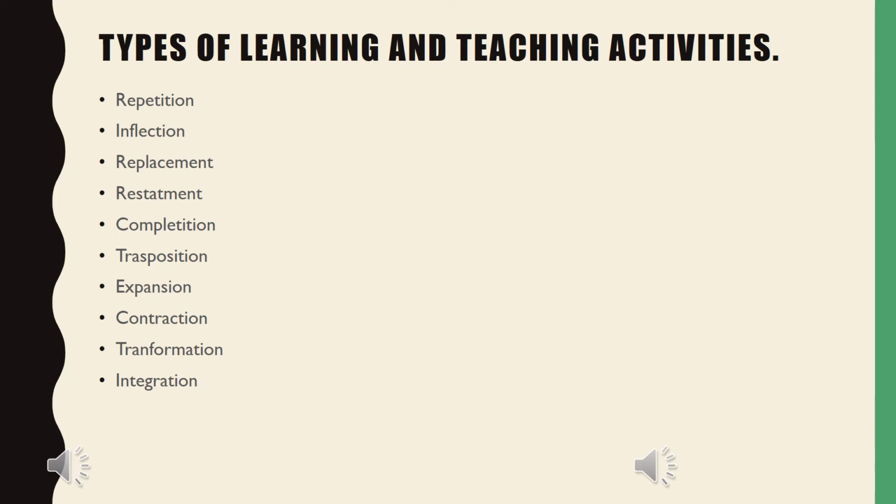Contraction. A single word stands for a phrase or a clause. Put your hands on the table. Put your hands there. Transformation. A sentence is transformed by being made negative, interrogative, or by changing tense, mood, or voice. He knows my address. He doesn't know my address.